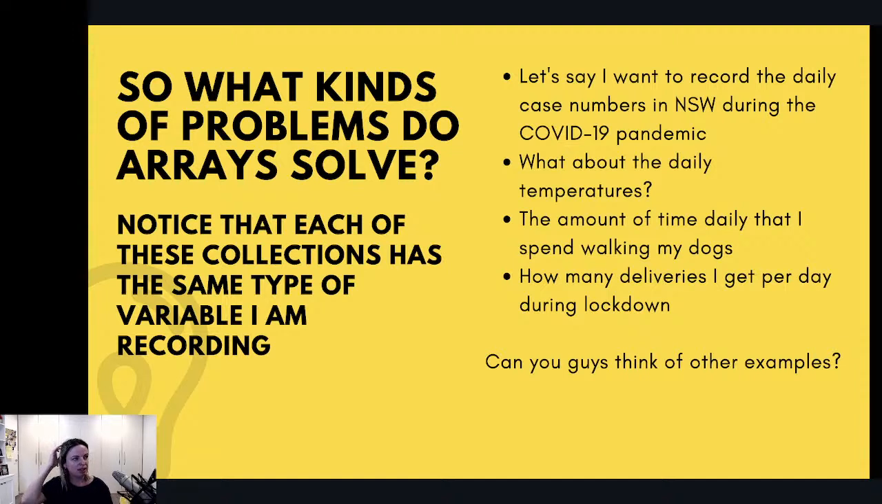Another one, I could record the daily temperatures. Again, it's ints. The amount of time daily that I spend walking my dogs, how many deliveries I get per day during lockdown. I'm going to use an array of ints as my first example, just so that you can get familiar with what an array is. Then we're going to build on that, and we're going to do a different type of array after the break. So can you guys think of any other examples where an array could be useful?